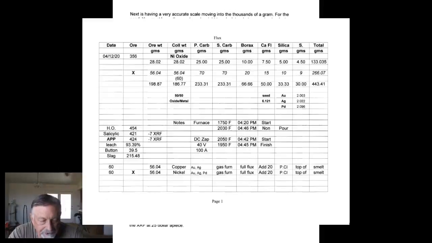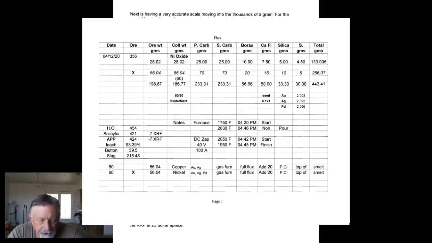Also notice what is the collector and in what form. There is a huge difference between nickel oxide and nickel carbonate. If the flux was changed, it is noted in parentheses. In this case, 60 grams of nickel oxide was used per the flux sheet. Now understand, if you use 60 grams of nickel oxide, you're only going to get as a metal probably about 75% of that, maybe as high as 80.